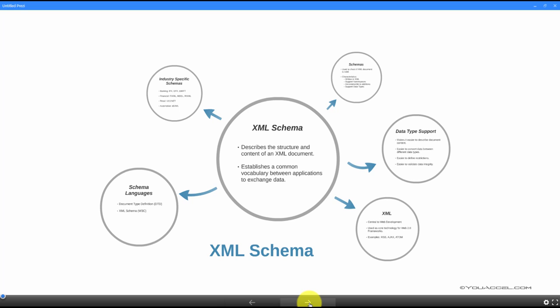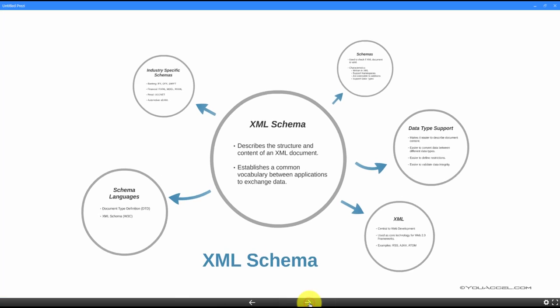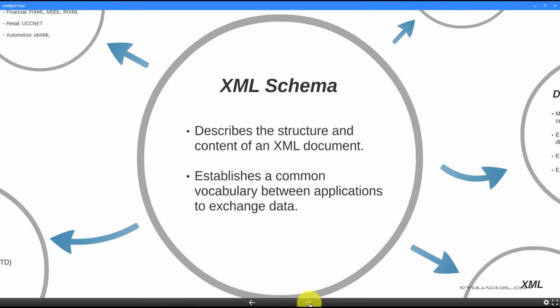In this lesson, we'll discuss the role of an XML schema when working with XML documents. A schema is used to describe the structure and content of an XML document. Schemas are used to make sure applications can establish a common vocabulary to exchange data across a class of documents. There have been many XML schema languages developed to express specific models.